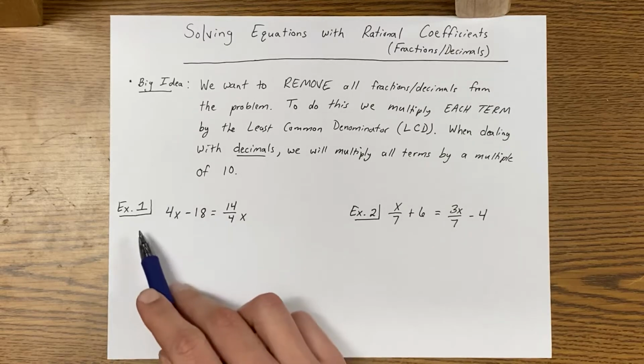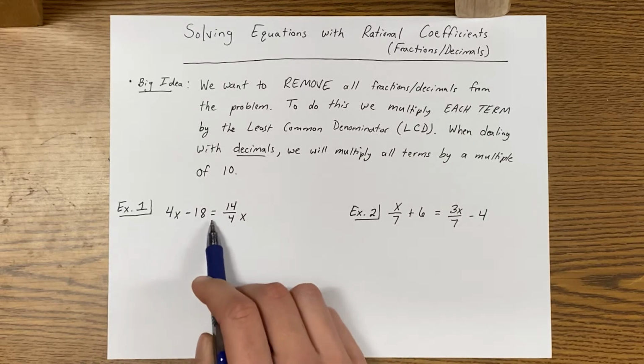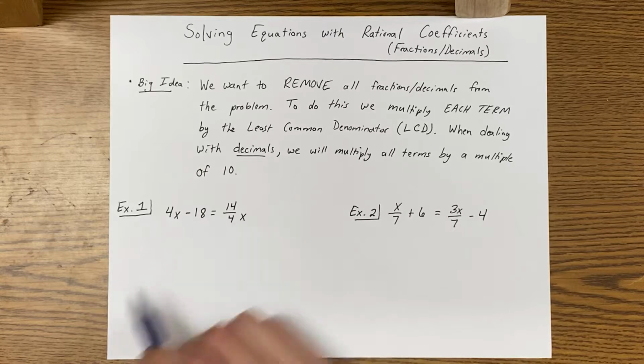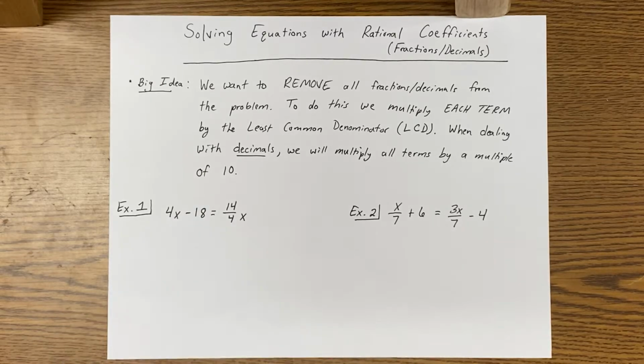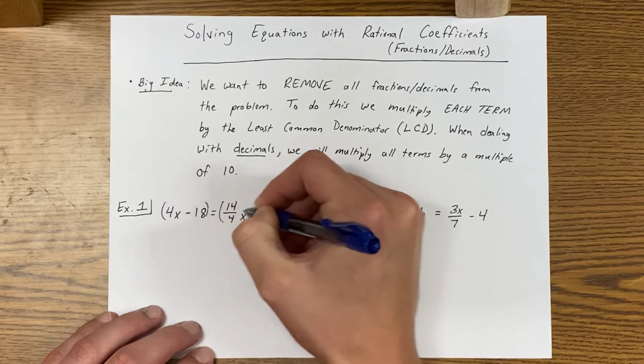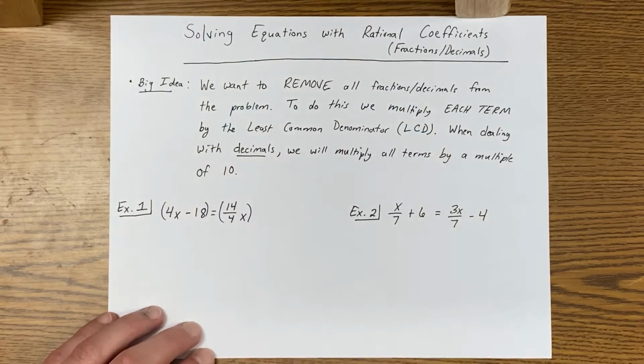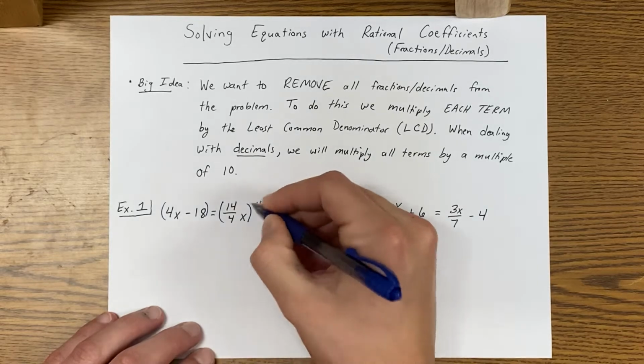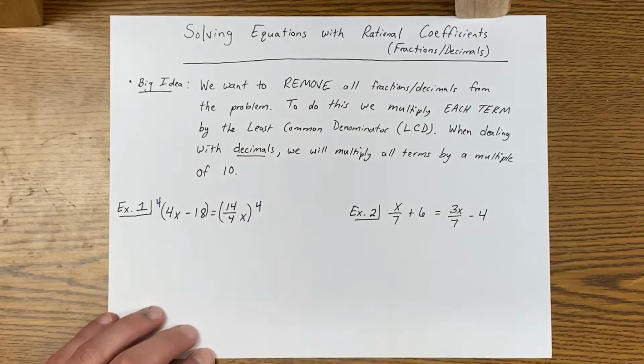All right, so notice here in example 1, we have 4x minus 18 equals 14 over 4x. So in this case, it's an easy example. There's only one denominator. So that's what I'm going to multiply both sides by. So I like to start off by saying prepare both sides of the equation with parentheses. Prepare with parentheses, kind of makes sense. So now I'm going to write a 4 out here. That means I'm multiplying by 4.